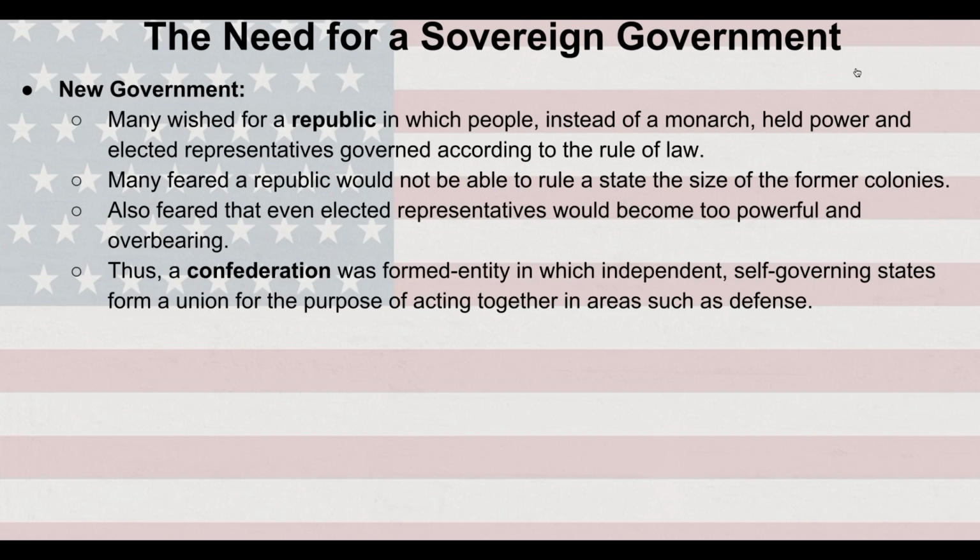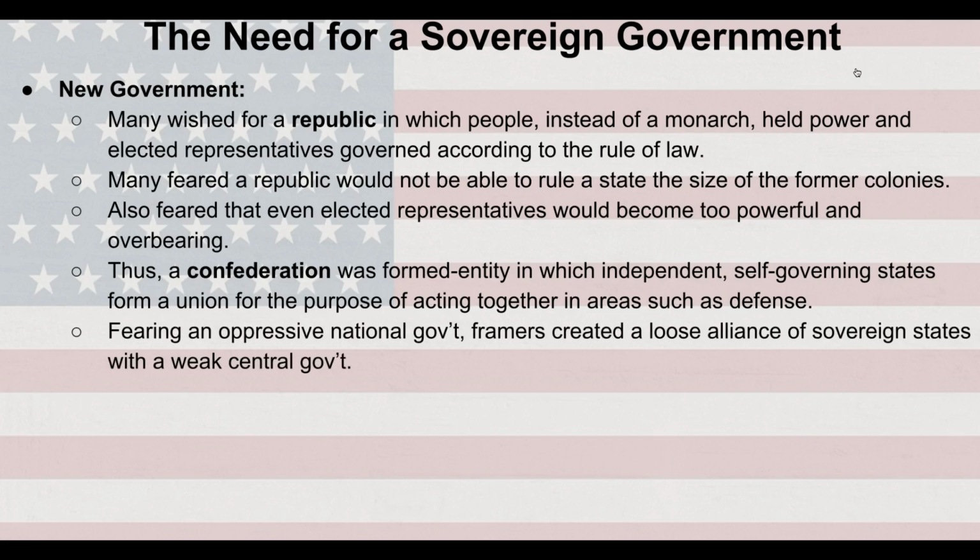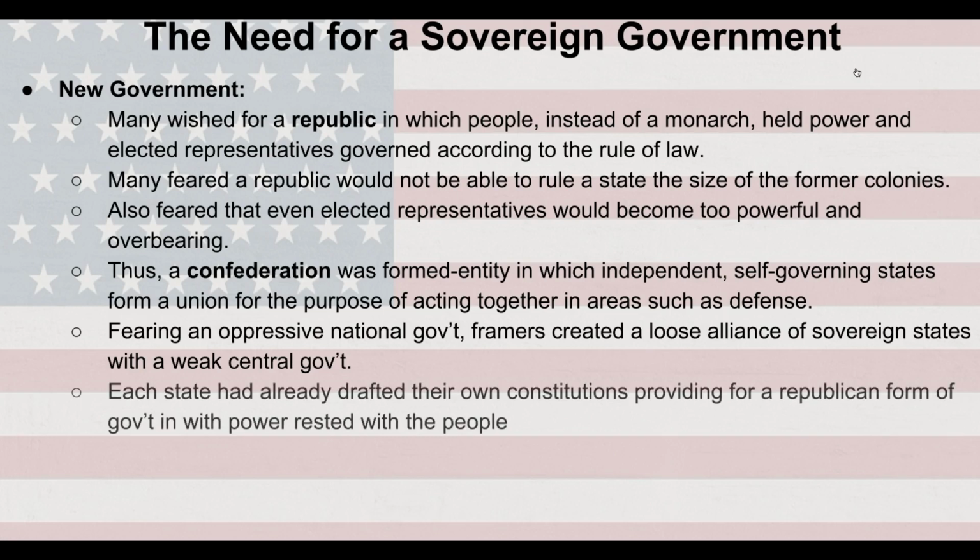And so this is done because they do fear an oppressive national government. And because of this, the framers do create a loose alliance of sovereign states. And the central government is going to be extremely weak. They do not want to fall back into the old trap of what they just fought their way out of. And so you have a loose conglomeration of independent states running their own affairs.